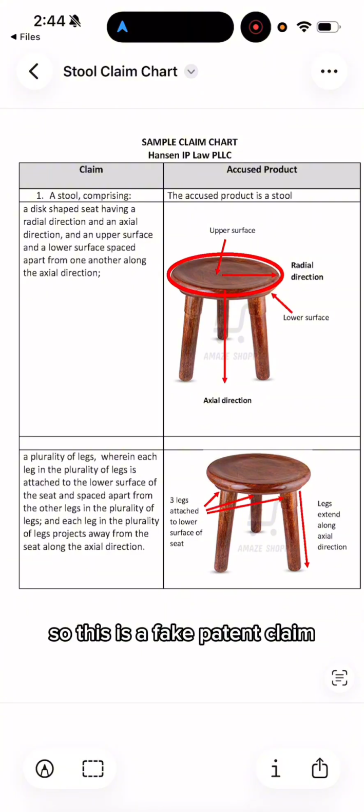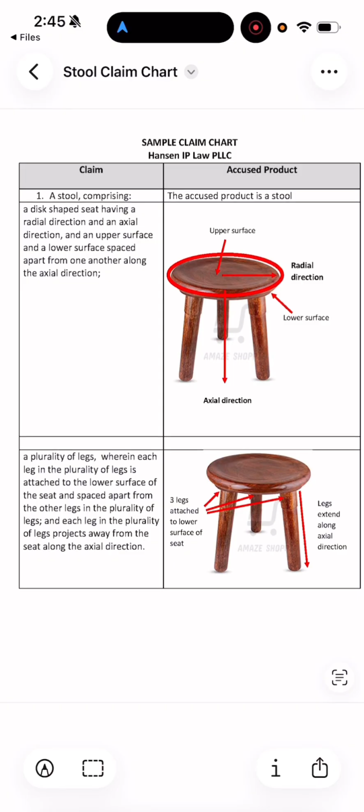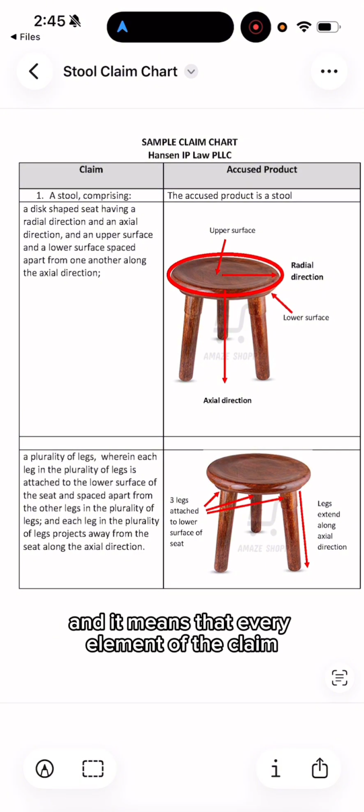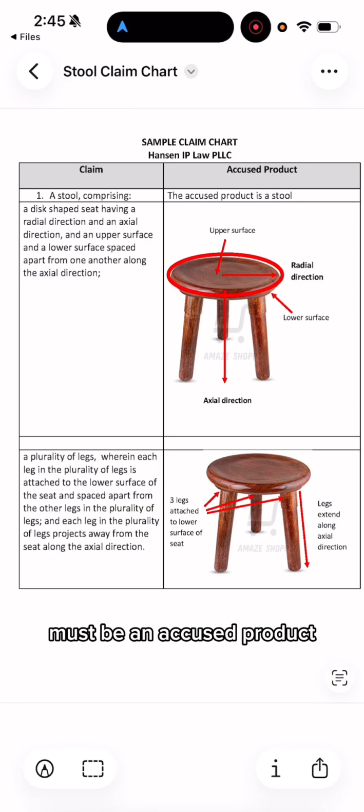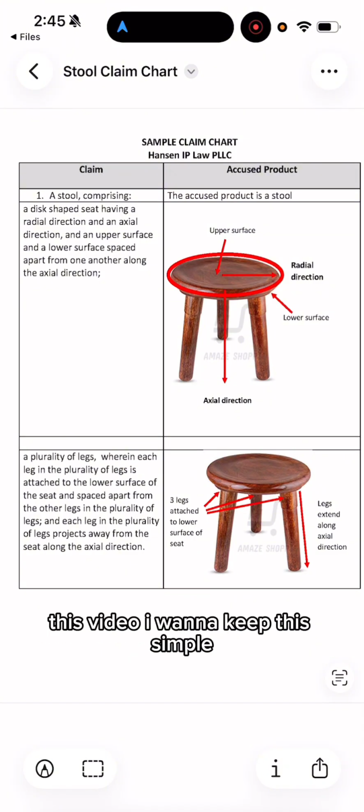So this is a fake patent claim that I'm using to explain how you look at a claim and determine if it's infringed. The rule for infringement is called the all elements rule, and it means that every element of the claim must be in the accused product for it to infringe. Now there's a nuance called literal infringement versus equivalent infringement, but I'm not going to get into that in this video. I want to keep this simple.